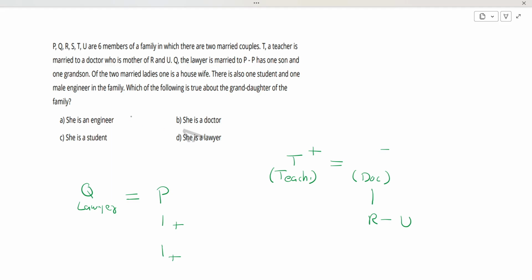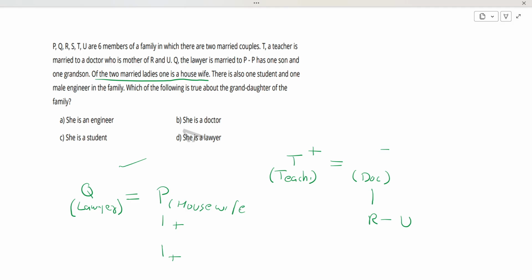Okay. Now they are saying out of two married ladies, one is a housewife. Now this is the most important part of the question because this statement will help you to combine this structure to this. Okay, let's see how. As it is said that out of the two married ladies, one is a housewife. Now we can see over here this married lady is a doctor, and here the person has some kind of profession other than housewife, that is lawyer. So that means out of these two married couples, P is supposed to be the housewife.